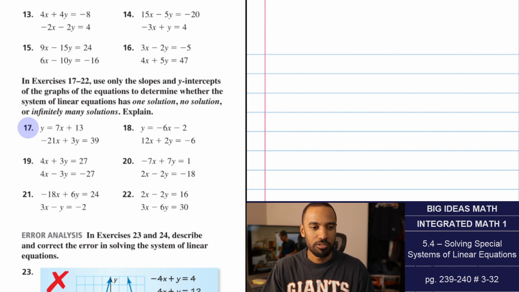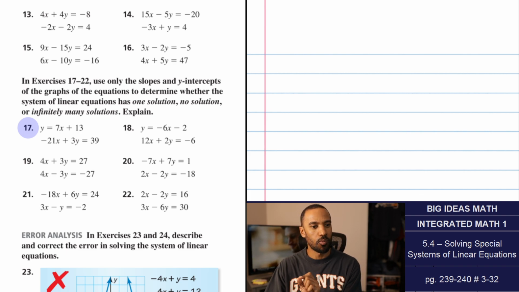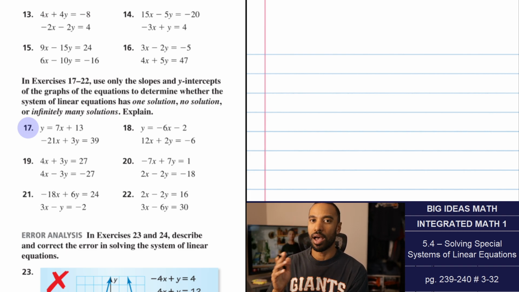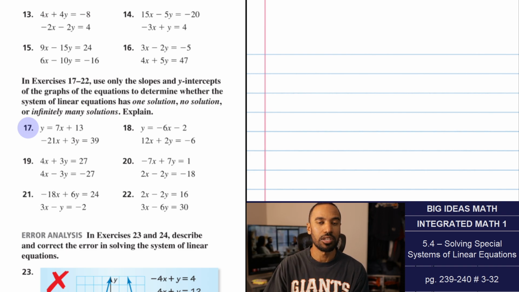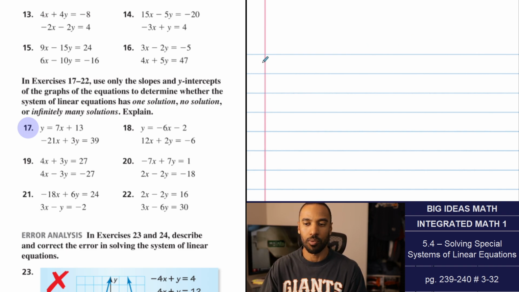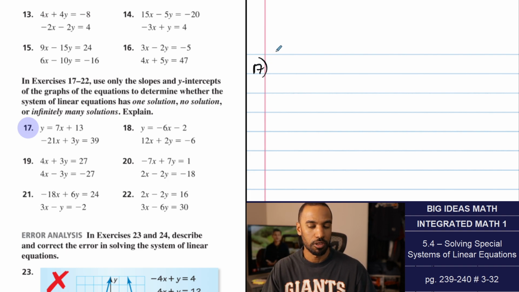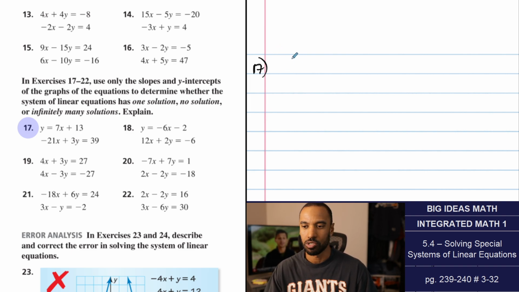All right, in exercises 17 to 22, use only the slopes and y-intercepts of the graphs to determine whether they do. Okay, awesome. This time we don't have to go further into it, but they said use slopes and y-intercepts. That means get your equations in slope-intercept form. That means less work required for us, and maybe ultimately this is what you can do for the majority of your problems if you want to choose to do that.